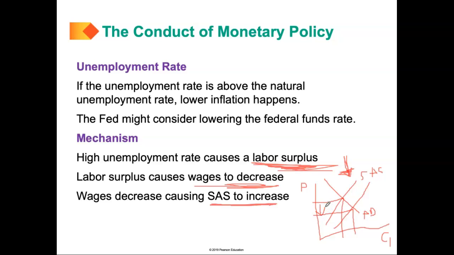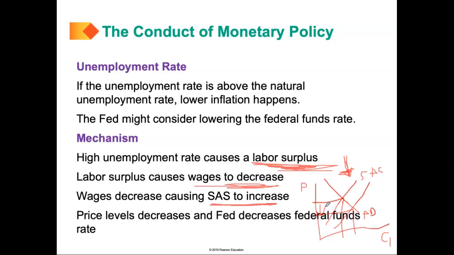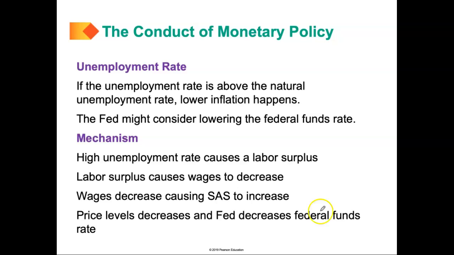Okay, so when the price level is decreasing, it's essentially causing deflation, and the Fed will have to lower the federal funds rate in order to increase the money supply and get people to spend. So the price level decreases and the Fed will decrease the federal funds rate.